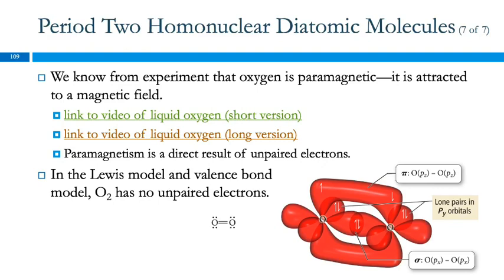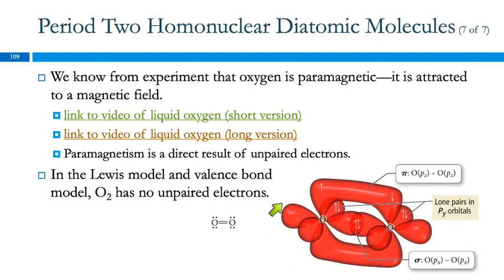Okay, so we just saw the video demonstrating that oxygen is paramagnetic, right? In order for it to be attracted to that magnetic field, there has to be some unpaired electrons in an O2 molecule. Well, if we look at the Lewis model for oxygen, here's the Lewis structure. Do you see any unpaired electrons? I don't. They're all paired up, right? Everything we've been doing so far, everything's all paired up.